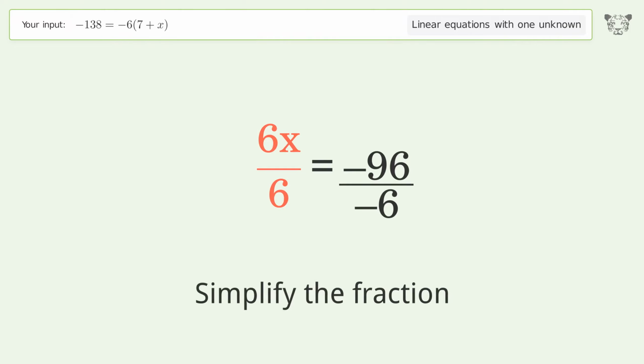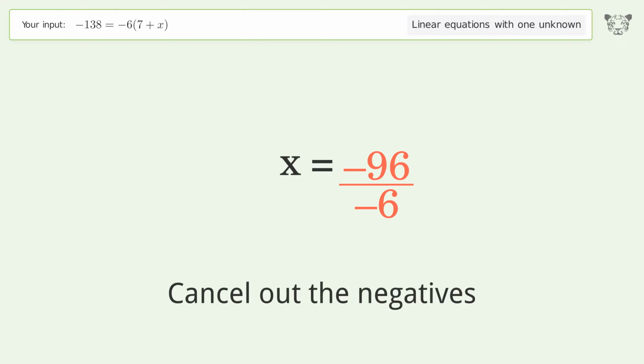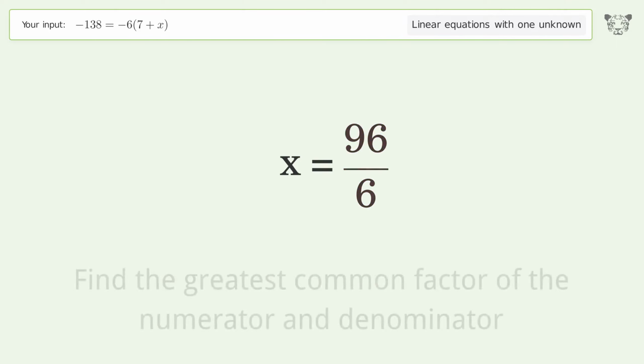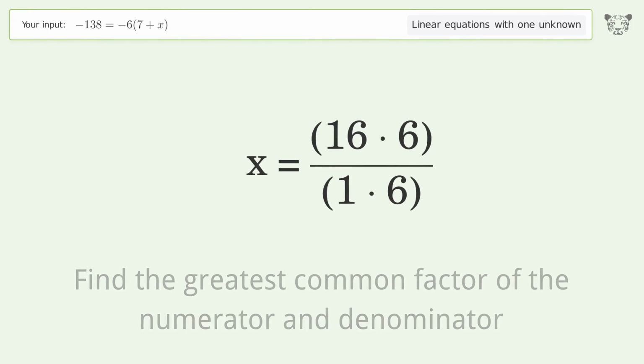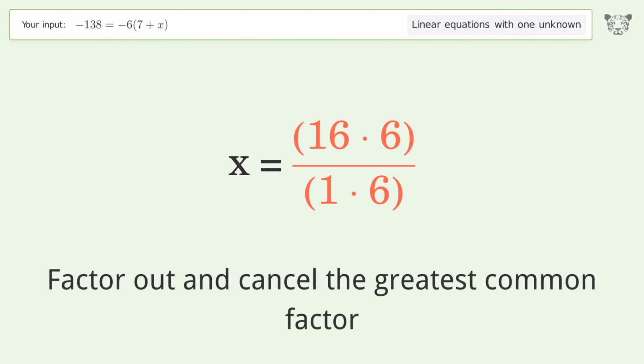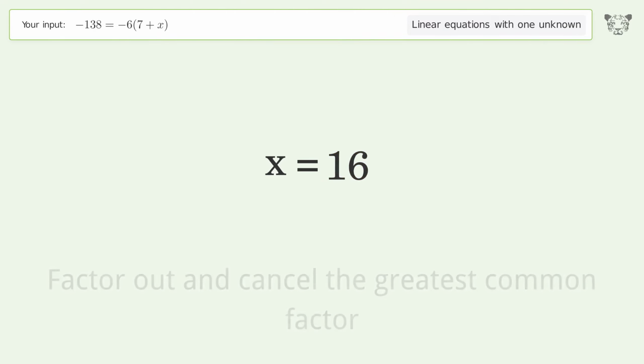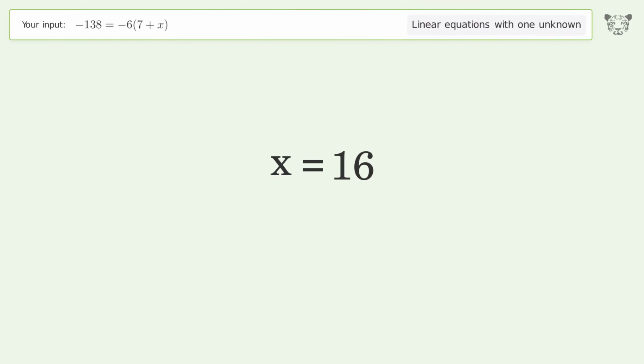Simplify the fraction. Cancel out the negatives. Find the greatest common factor of the numerator and denominator. Factor out and cancel the greatest common factor. And so the final result is x equals 16.